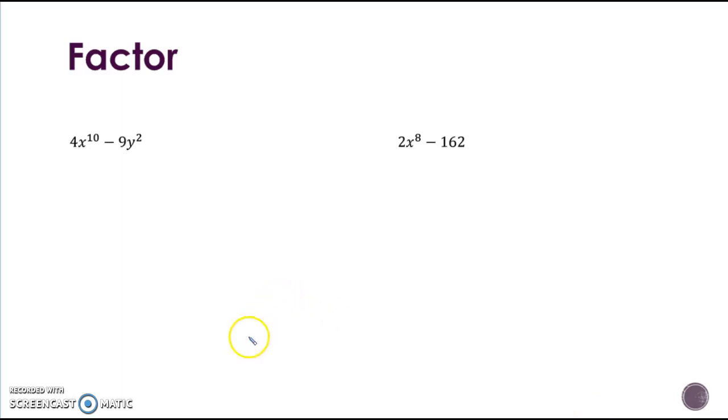Okay, speaking of difference of squares, we're going to come back to this one. 4 and 9 are both perfect squares. Even exponents mean it's a perfect square. So the square root of 4x to the 10th is 2x to the 5th, and 9y squared is 3y. So I get 2x to the 5th plus 3y, 2x to the 5th minus 3y.